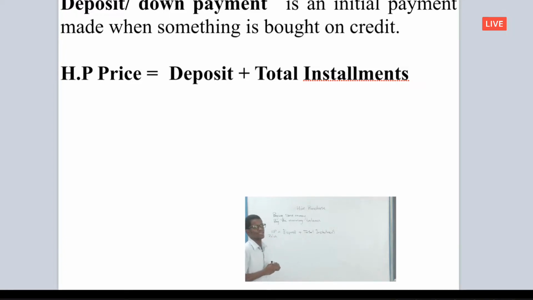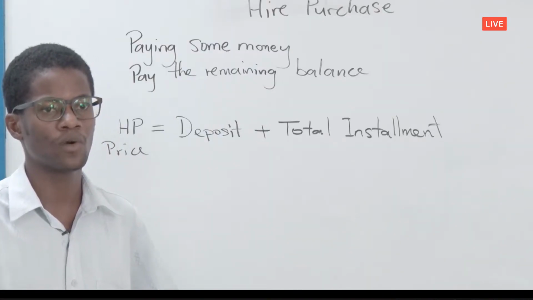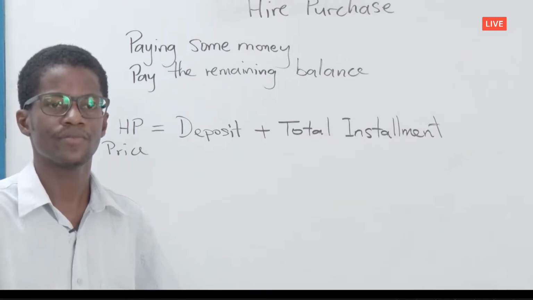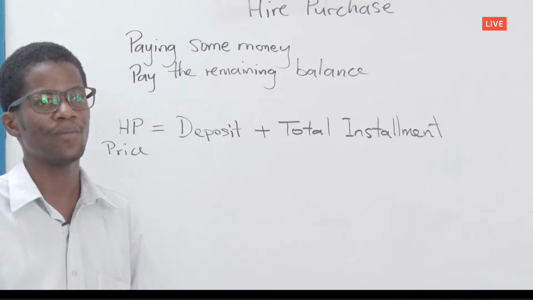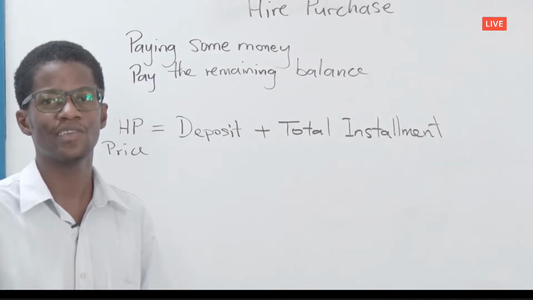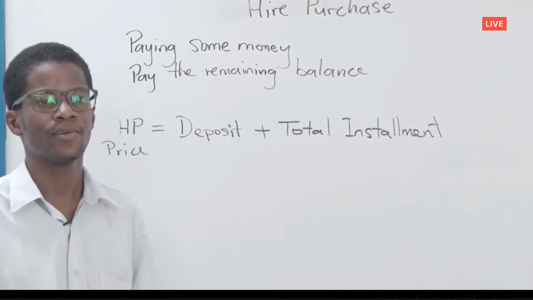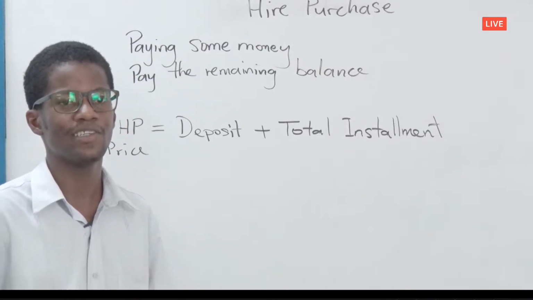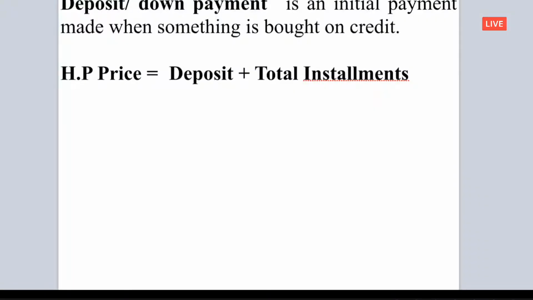Take note of that, because very soon we are going to solve problems involving hire purchase. So you need to make sure you have that formula written down in your book. You have 30 seconds remaining to get that formula down. I see some of you are writing very slow. Okay, so we're going to continue. You can get it from the person sitting next to you. Yes, let us move ahead now.